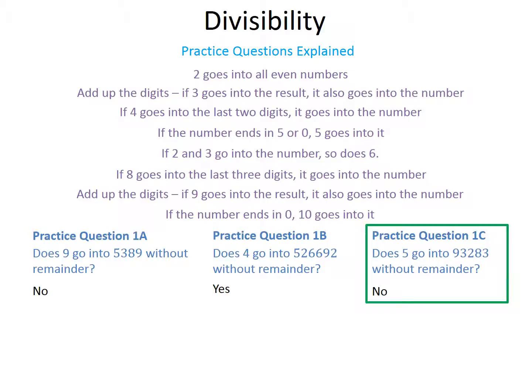And for the final one, this was the easiest one. I just looked at this digit here. If it's a 5 or a 0, 5 goes into it. Since it's not, that means no, 5 does not go into the number.